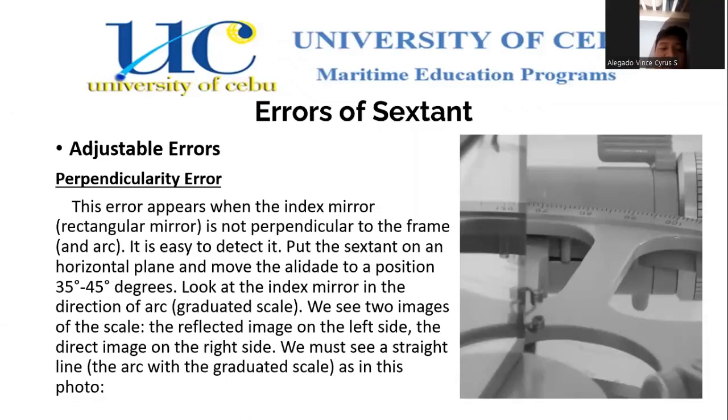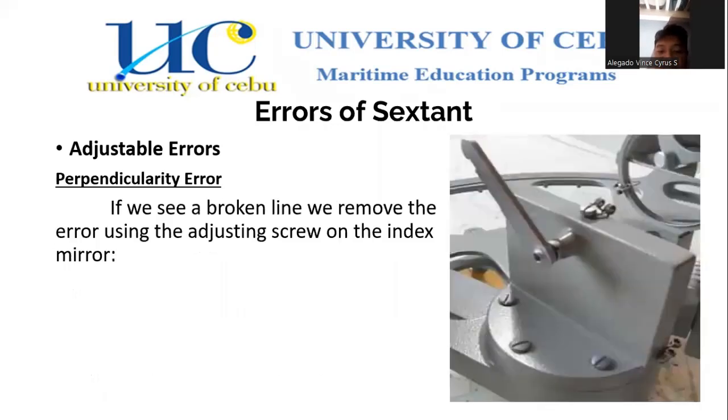We see two images of the scale: the reflected image on the left side, the direct image on the right side. We must see a straight line. The arc with the graduated scale is in the photo. If we see a broken line, we remove the error using the adjusting screw on the index mirror.